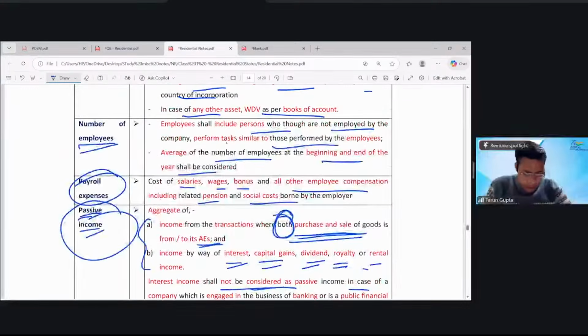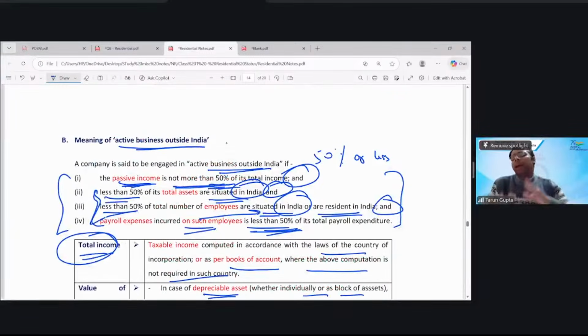Okay. So you understood? What do you mean by ABOI? ABOI means you have to satisfy the four conditions. The passive income should be 50% or less of the total income. The assets in India should be less than 50%. Employees resident or situated in India should be less than 50%. The payroll expense on such employees should be less than 50%. If all these conditions are satisfied, then you qualify as an ABOI.